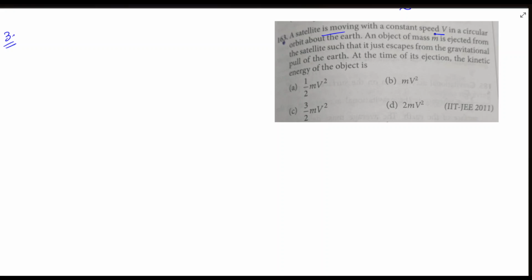Let's move on to our third question. Third question. So what we have here is a satellite moving with constant velocity v in a circular orbit about the earth. So we have this earth and this is our satellite. Let's say it is at the height h, and this is the radius of earth, and the satellite has mass m.